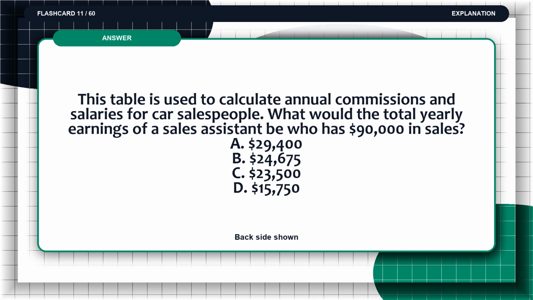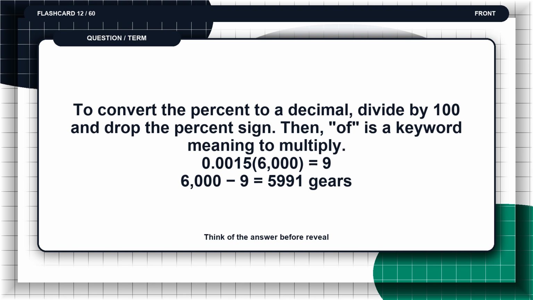Flashcard 12. To convert the percent to a decimal, divide by 100 and drop the percent sign. Then, of is a keyword meaning to multiply. 0.0015 times 6,000 equals 9. 6,000 minus 9 equals 5,991 gears. Think of the answer before the reveal.